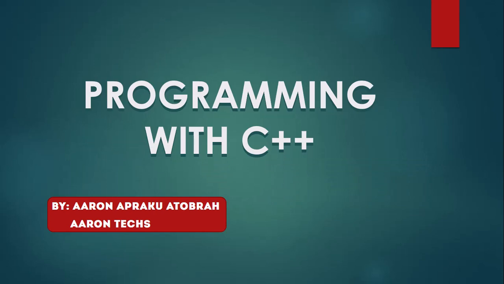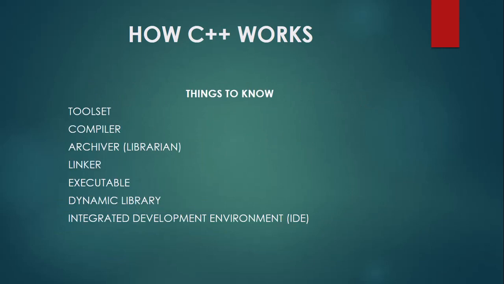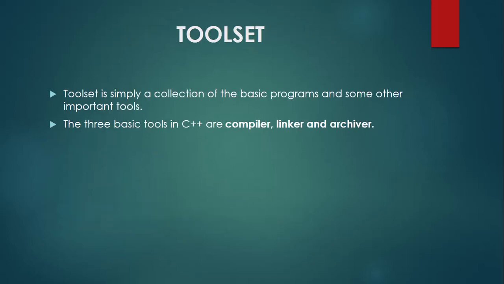So we are going to take a quick look at how C++ works. We have a couple of things to be familiar with first: toolsets, compiler, archiver, librarian, linker, executable, dynamic library, and IDE. There are some other things too. A toolset is simply a collection of the basic programs and other important tools, a collective name for the programs without which we will not be able to write and execute our programs.